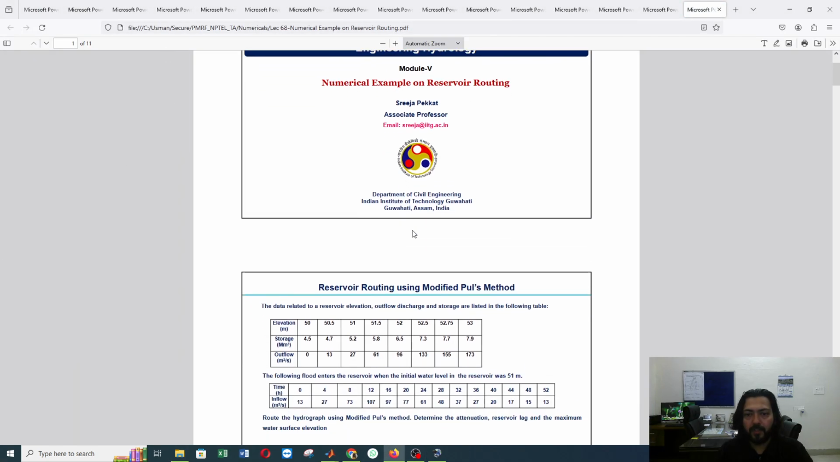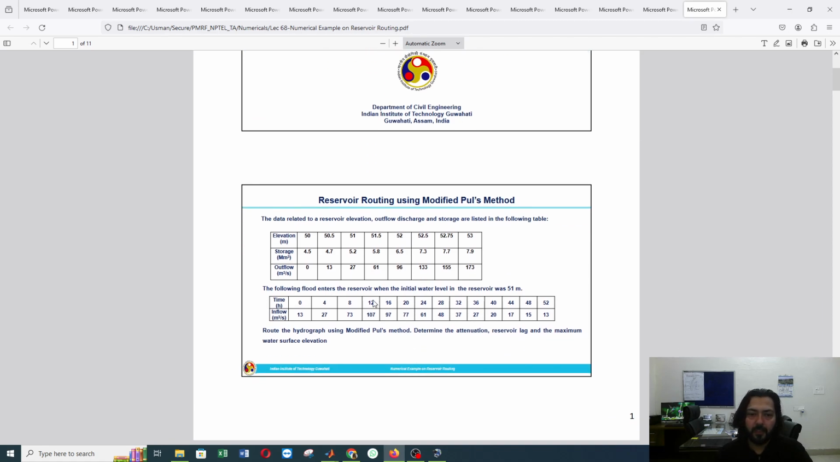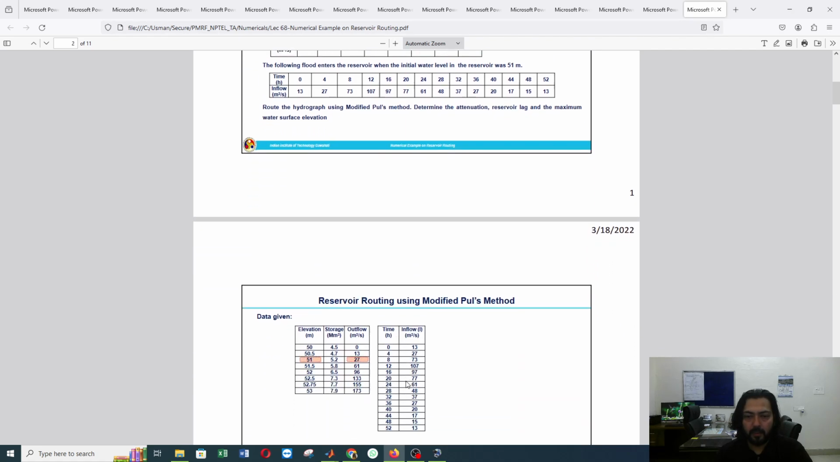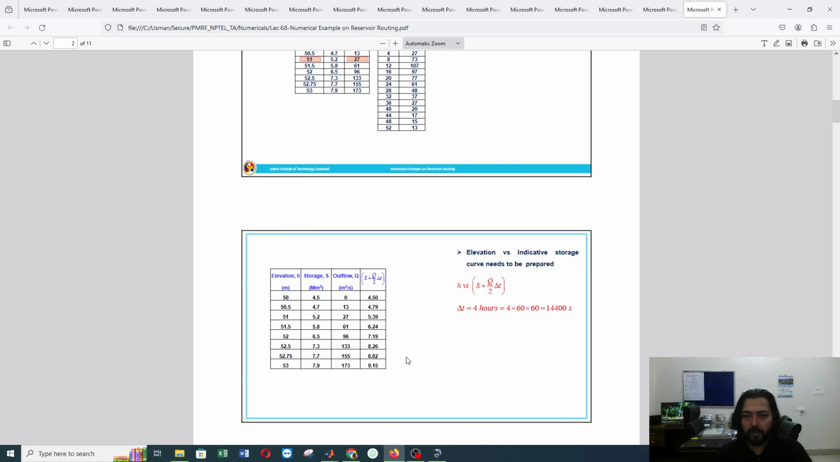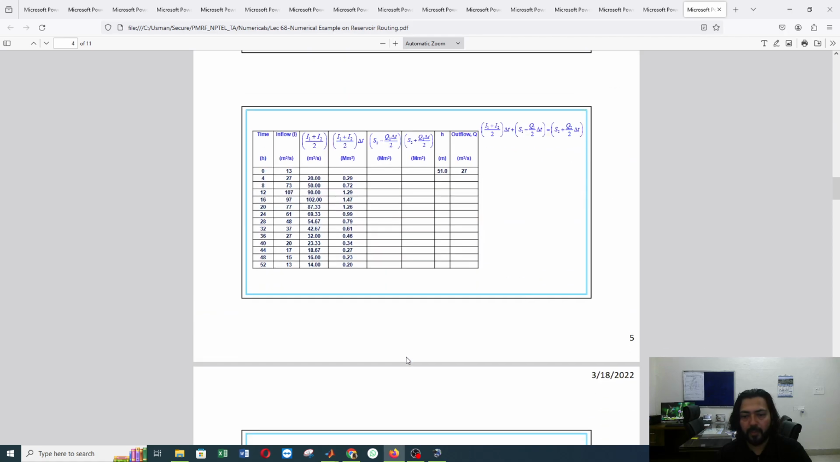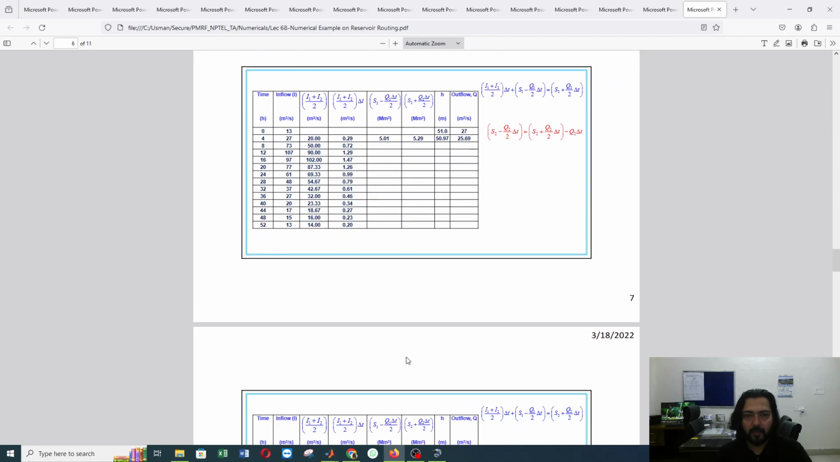Then the numericals based on two important methods of flood routing, that is the modified Puls and Muskingum methods. I would suggest you revise these two methods, because the numericals on these two methods are quite lengthy. I would request you to just practice these two methods, that is the modified Puls method and the Muskingum method.